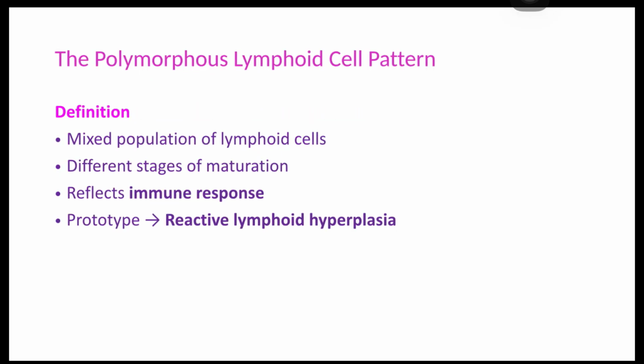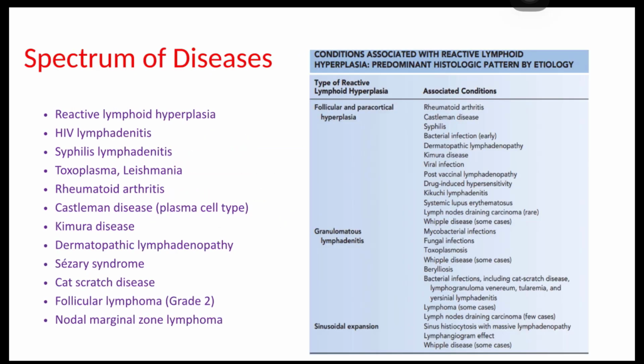By definition, the polymorphous lymphoid cell pattern includes a mixed population of lymphoid cells. There are different stages of maturation of lymphocytes. It reflects immune response and the prototype is reactive lymphoid hyperplasia. In this pattern, the spectrum of disease includes reactive lymphoid hyperplasia, HIV, syphilis, toxoplasma, rheumatoid arthritis, Castleman, Kimura, dermatopathic and Sézary, Cat-Stage, follicular lymphoma and nodal marginal zone lymphoma.